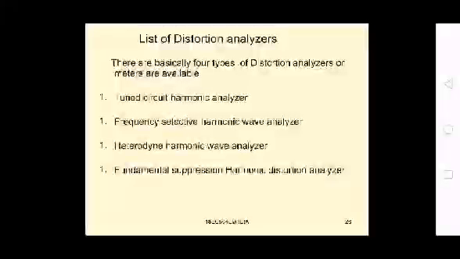So the different types of distortion analyzers available to measure distortion are the tuned circuit harmonic analyzer, frequency selective harmonic wave analyzer, heterodyne harmonic wave analyzer, and fundamental suppression harmonic distortion analyzer. In our syllabus we have the fundamental suppression harmonic distortion analyzer. In this case, we will suppress the fundamental frequency component.